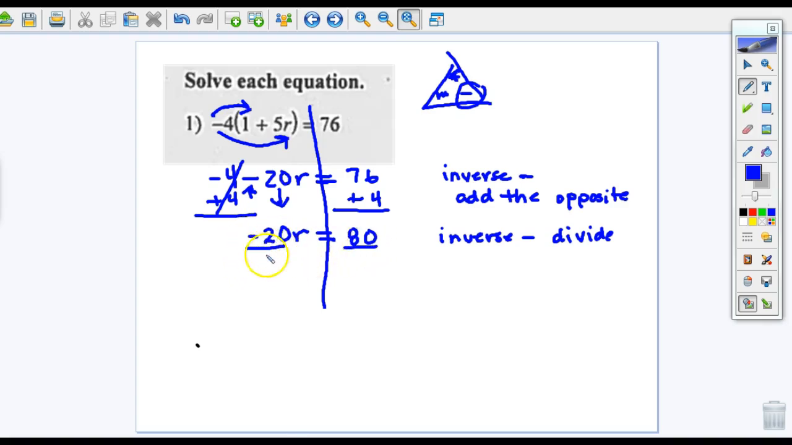So I have a negative 20, so I have to divide by a negative. If I only divided by 20, this would give me a negative r. I don't want my variable to be negative. So I'm going to divide both sides by a negative 20.